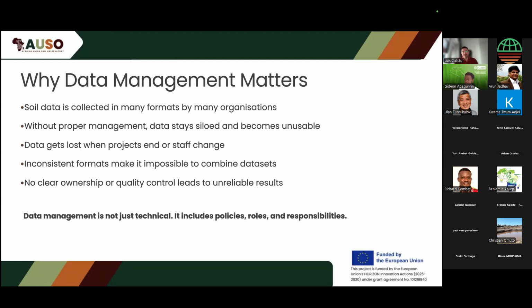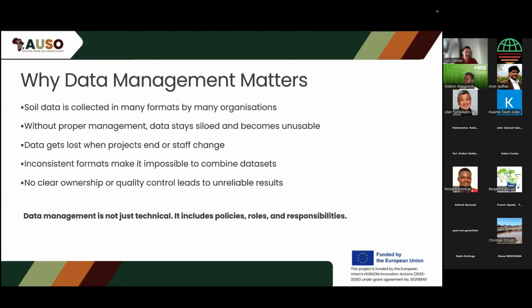Something that I also realize a lot, and that's very important, is that there is no clear ownership, no quality control, or unreliable results, and sometimes we don't know what we can do with specific data. That is why it's very important to have data management, and data management really matters.